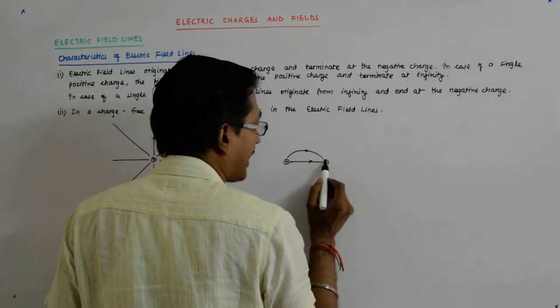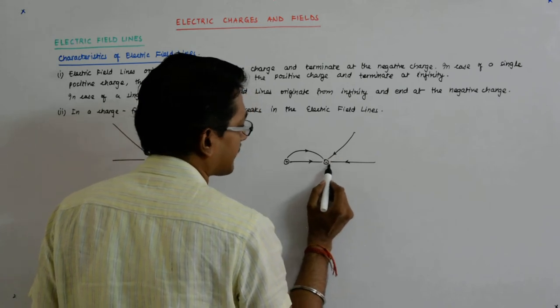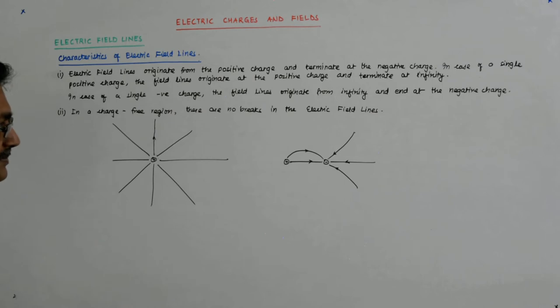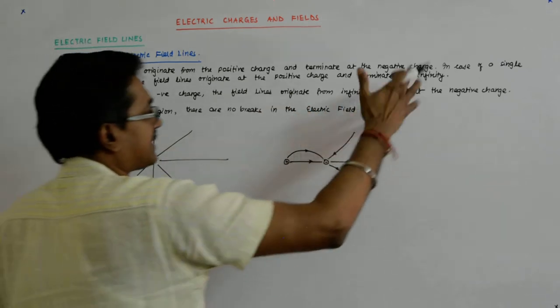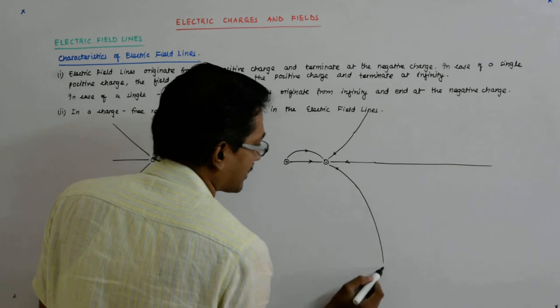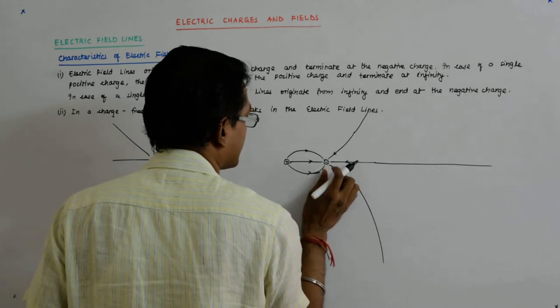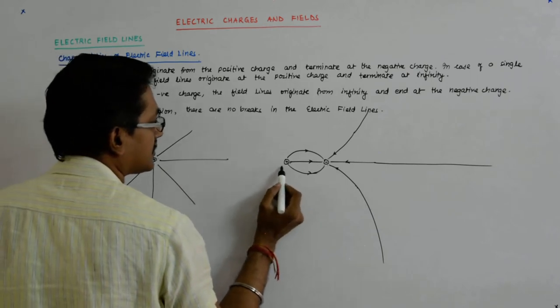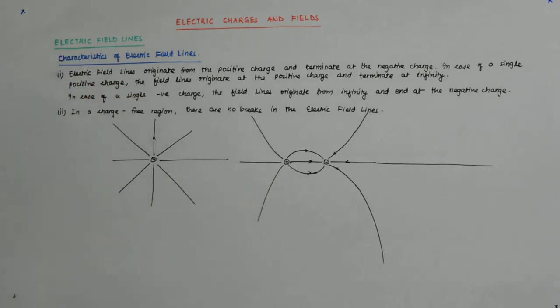And from here, why do I say so? Because though there are these field lines, their direction is absolutely different. So this forms the break. But if there is no charge, then this field line will have no break. It will continue like that. There are no discontinuities as long as it does not encounter another charge. So in a charge-free region, there are no breaks in the electric field. Fine?